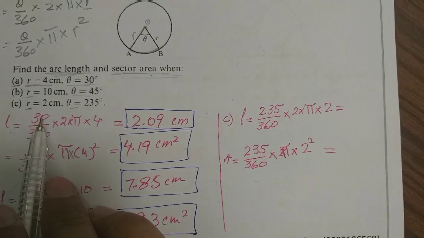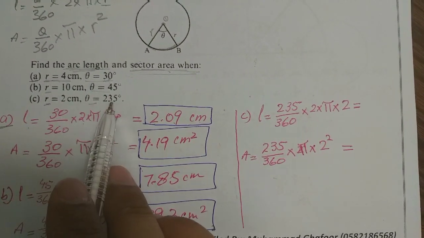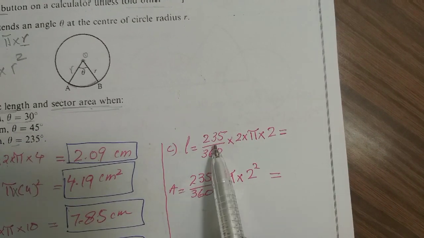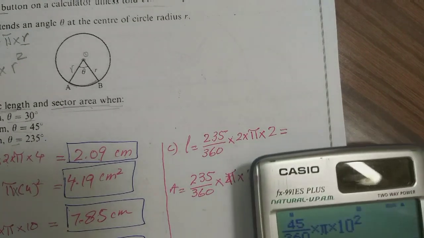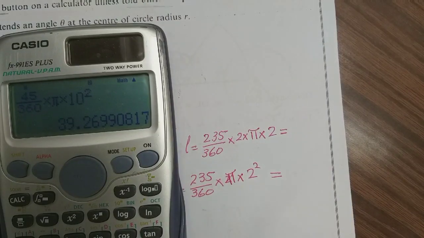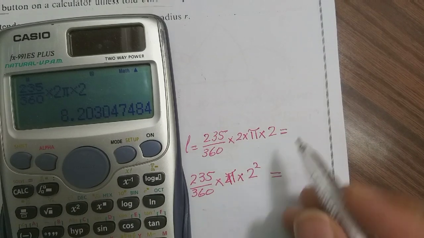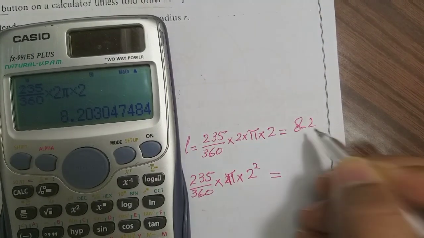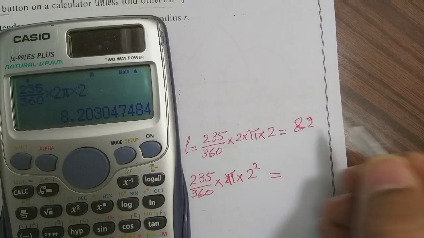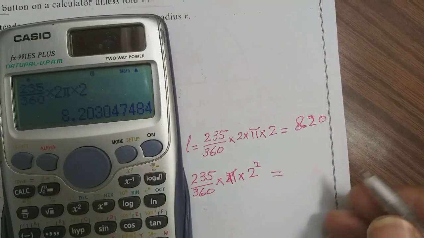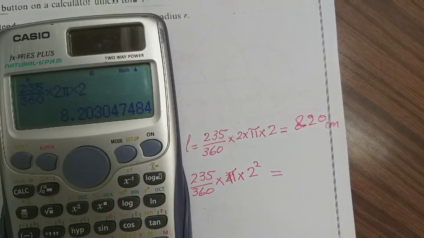Now the C part. We are given r equals 2 centimeters and theta 235, and replace in the formula. Again theta over 360 times 2 pi r. Simplify: 235 divided by 360 times 2 times pi times 2, so it becomes 8.20. I'm writing 8.20; you can keep the last 0 for the significant figures of the decimal. So it becomes 8.20 centimeters.